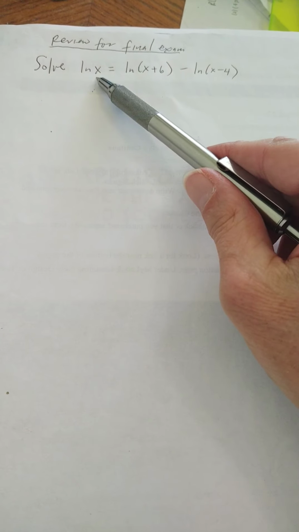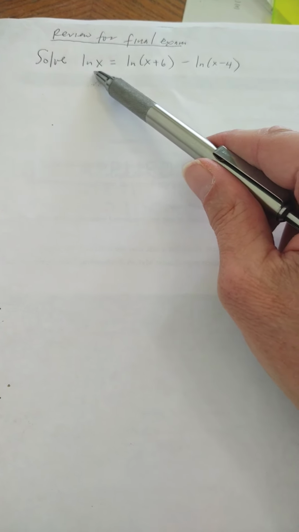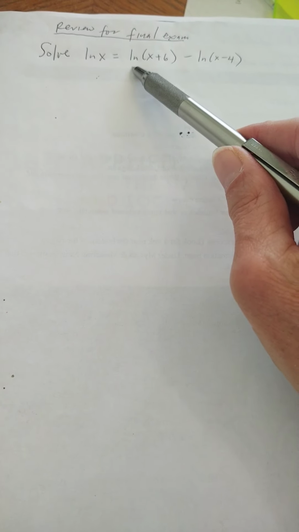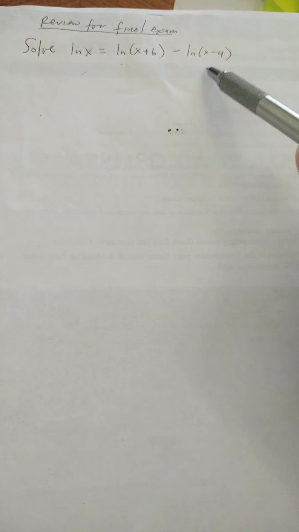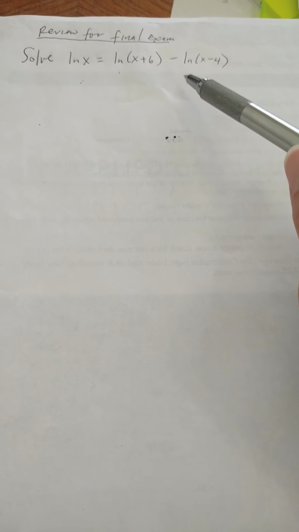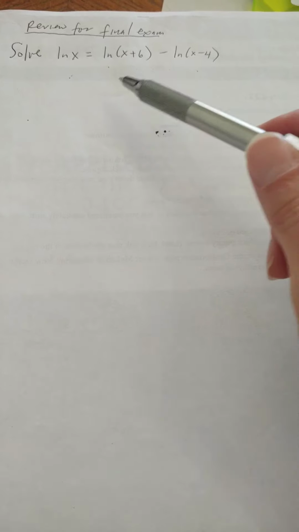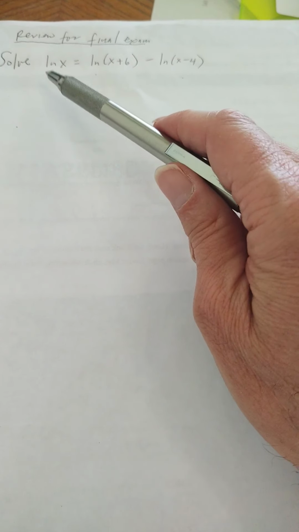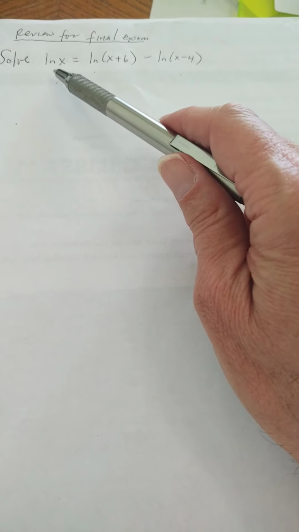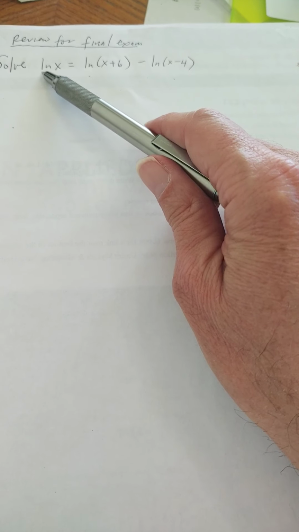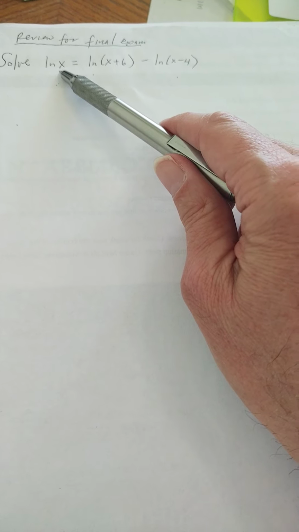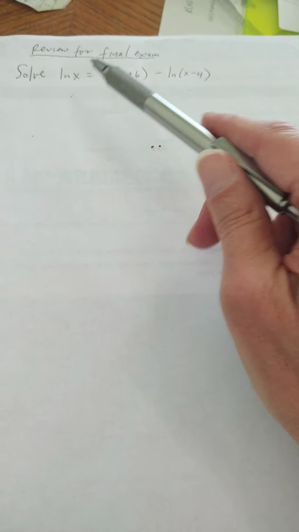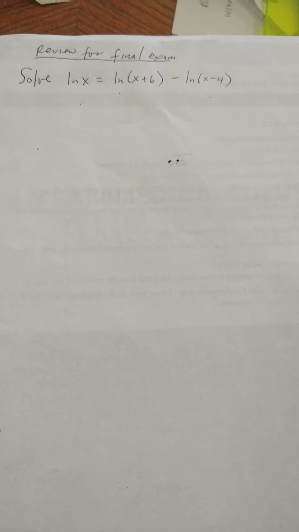So here's what we have. Solve ln x, this means natural log of x, equals ln of x plus 6 minus ln of x minus 4. Here's the first mistake being made on my math lab. Some of you are inputting a capital I N. This is not a capital I, it's a lowercase l. It's called the ln of x. I'll get to the second problem a little bit later.